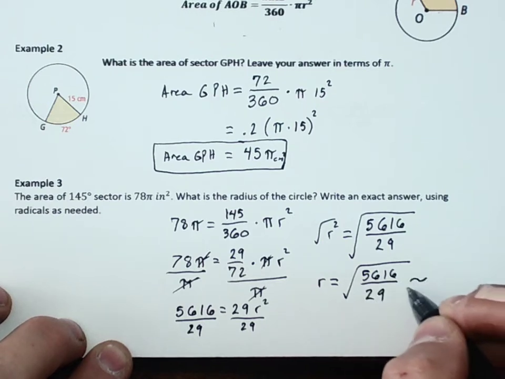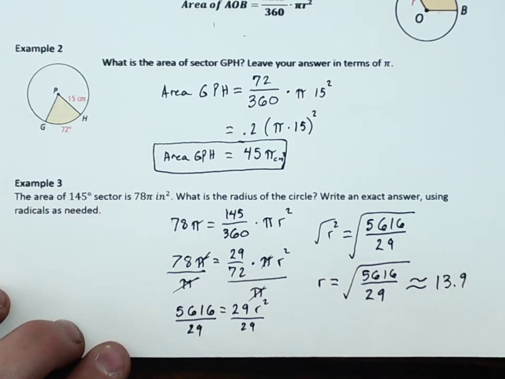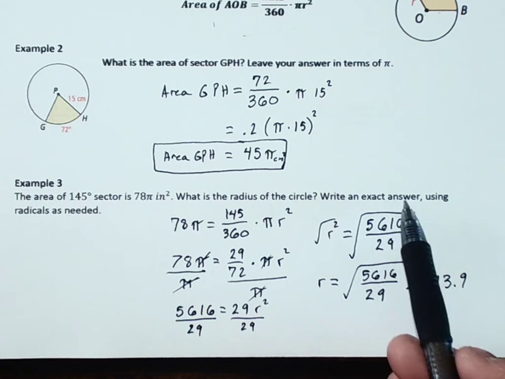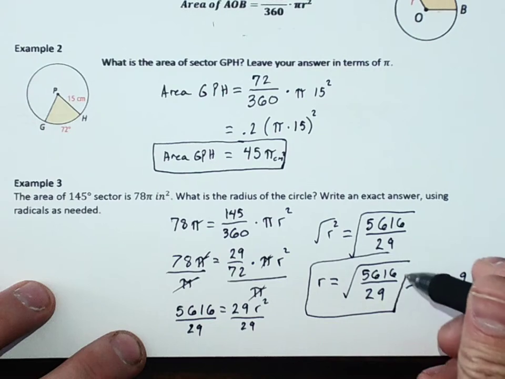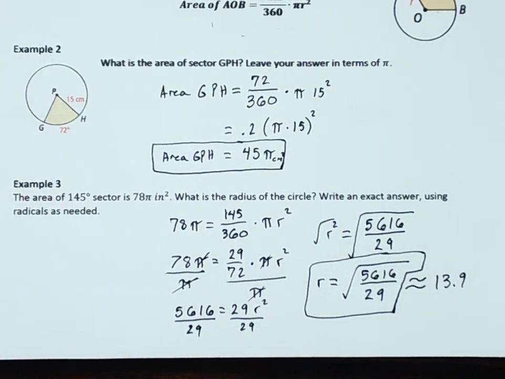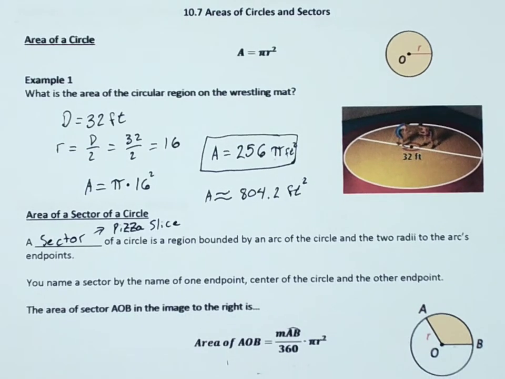But you can round it to 13.9. But it says write an exact answer using radicals as needed. So this is your answer, because it says to keep it as an exact answer using radicals as needed. So it's the square root of 5,616 divided by 29. And there you go. The area of circles and sectors. Relatively quick, short, and simple.